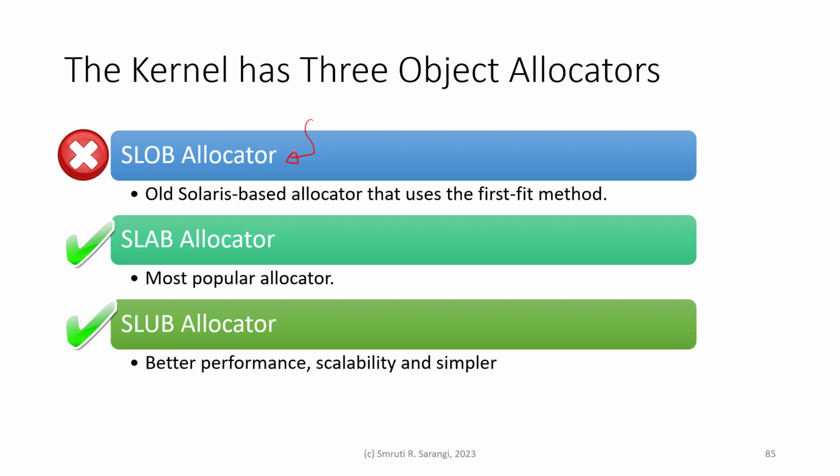As of kernel 6.2, the rumor is that the slob allocator will be unused, deprecated. What will be used is the slab allocator, which is very popular, and the new slub allocator, which is way simpler, and its scalability and performance are definitely much better as compared to slob. So we'll not discuss slob at all. We'll discuss slab and slub.